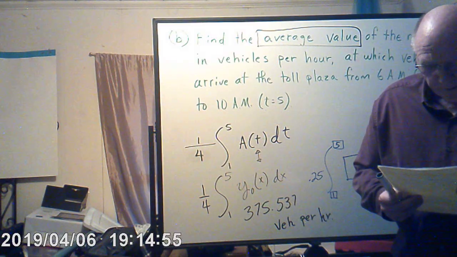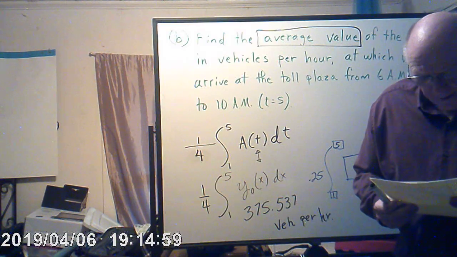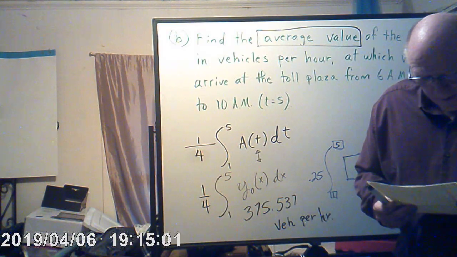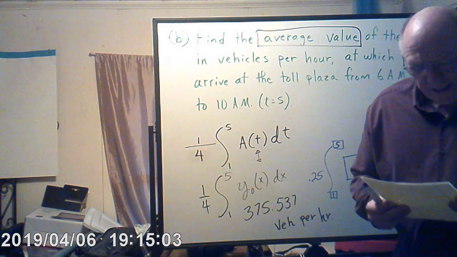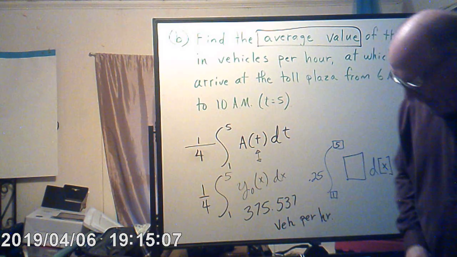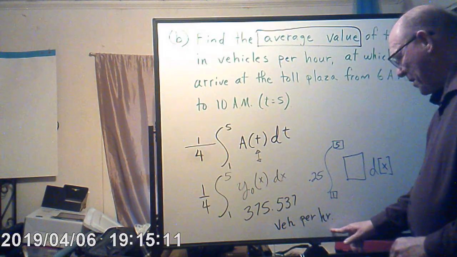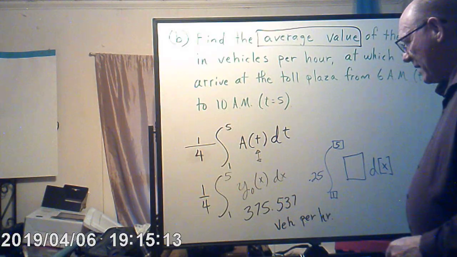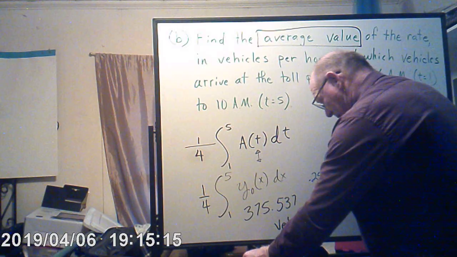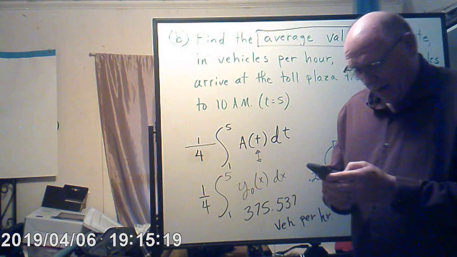No, the average value. Okay, so there is one that does say to the nearest whole number. That'd be part D. But this is it right here. All right, 375.537 vehicles per hour. Okay, and when I double check, I just want to make sure that I have this in properly.